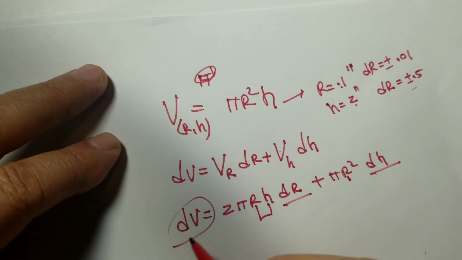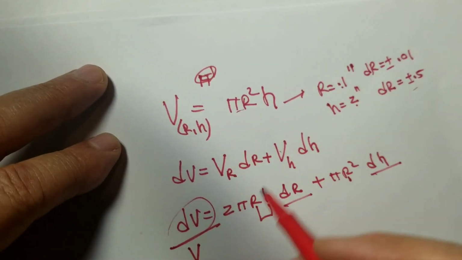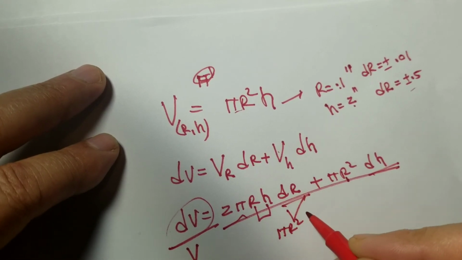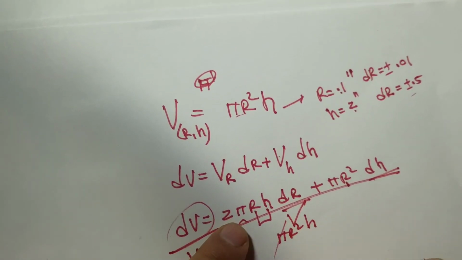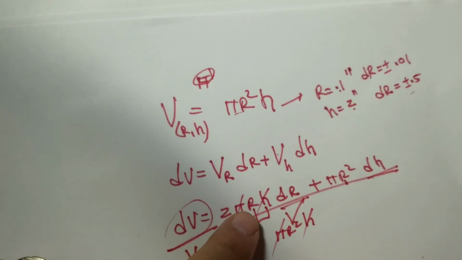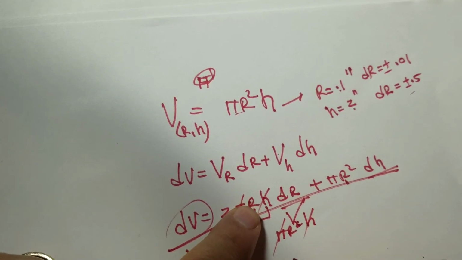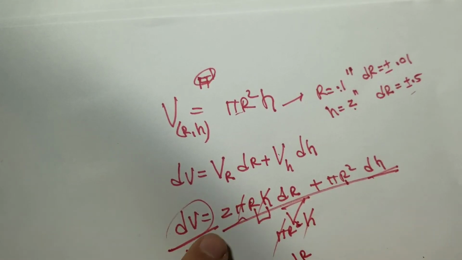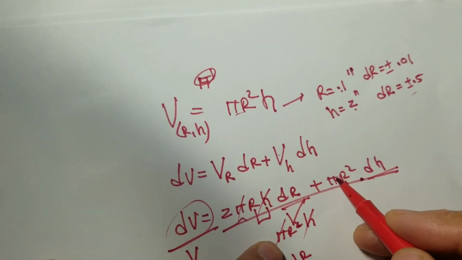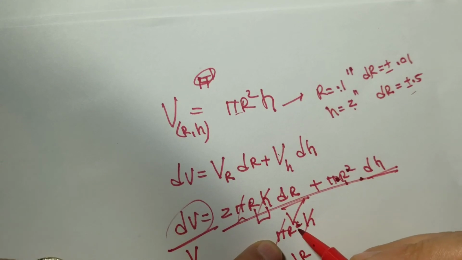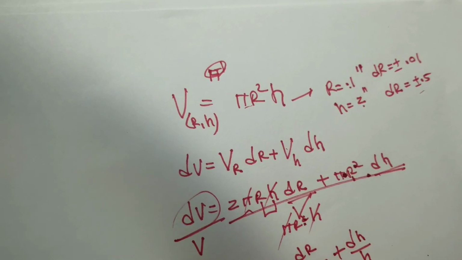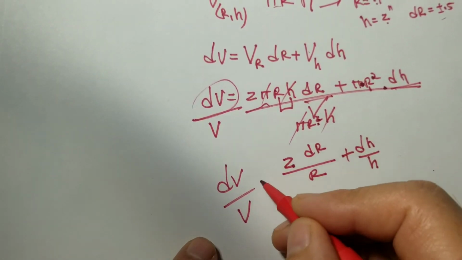And what is the relative change? You divide it by the V. And what is the V? Pi r squared h. And see, the pi and the pi is gone. The r and r become r. The h and the h is 2. That r is gone, dr over r. But don't forget I have that one. The pi and the pi is gone. The r squared and r squared is gone. Plus dh over h. This is called the relative change.